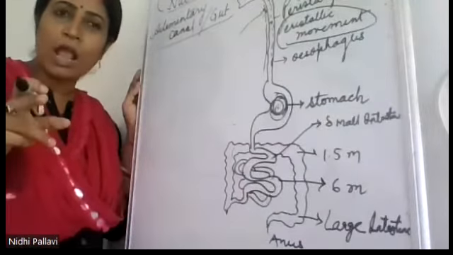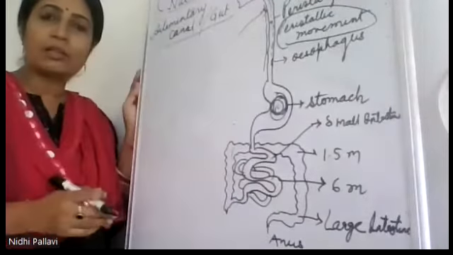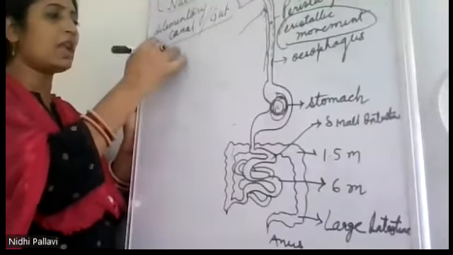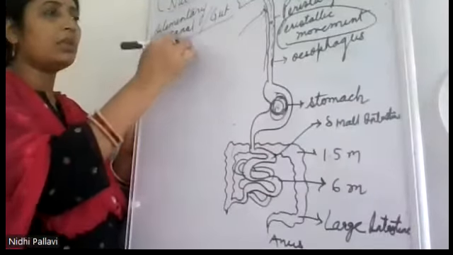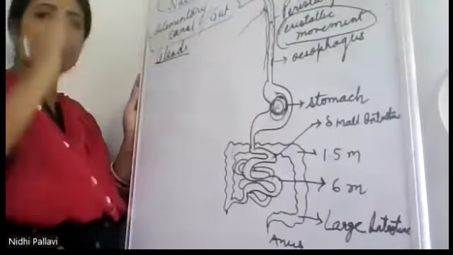But digestion doesn't happen alone by these organs. There are certain glands also involved in digestion. What are the glands that are involved in digestion? First is salivary gland.